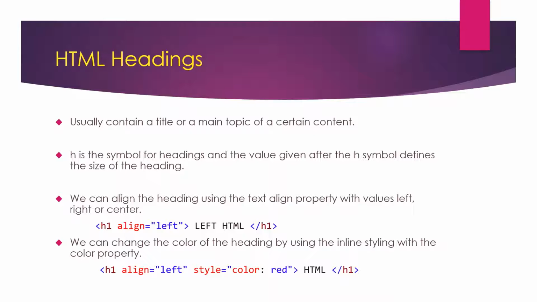So what are HTML headings? HTML headings usually contain a title or main topic of a certain content. H is the symbol for headings and the value given after the H symbol defines the size of the heading. We can align the heading using the text-align property with values left, right or center. An example is given below. Another advantage is that we can change the color of the heading by using the inline styling with color property. That example is also given below.